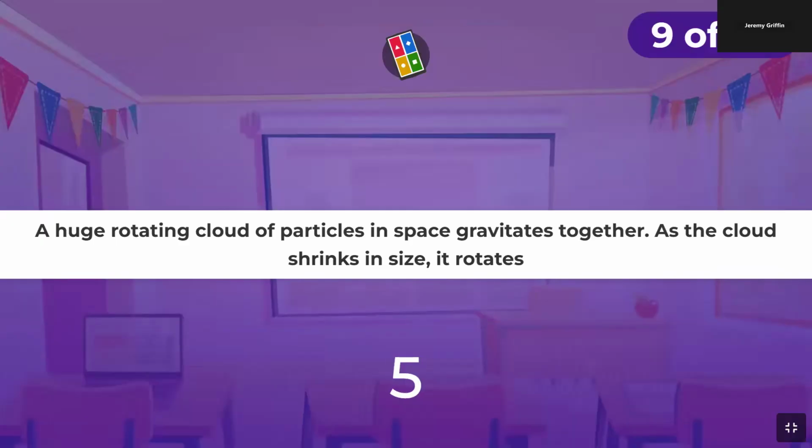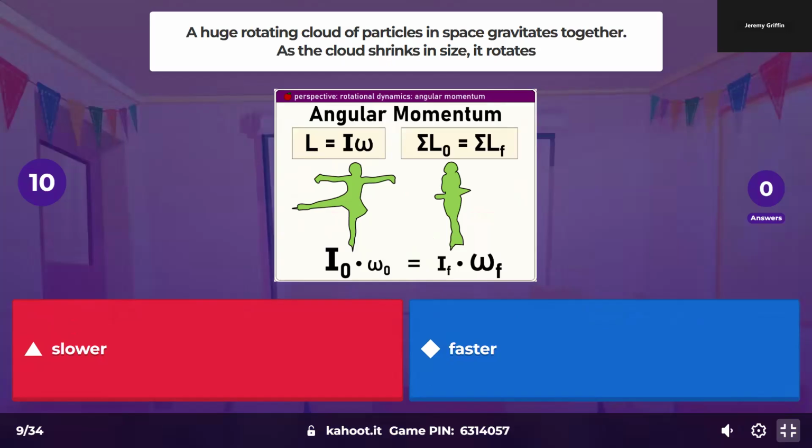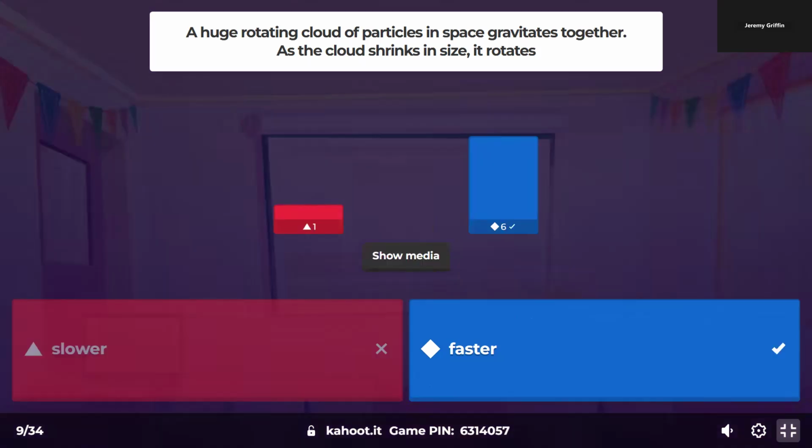A huge rotating cloud of particles in space gravitates together. Ooh, this sounds really similar. As it shrinks in size, yeah, it's going to rotate faster. Just like the ice skater. It's the same physics, right? So, conservation of angular momentum. Right, that makes sense why that would be. All right, that's good.